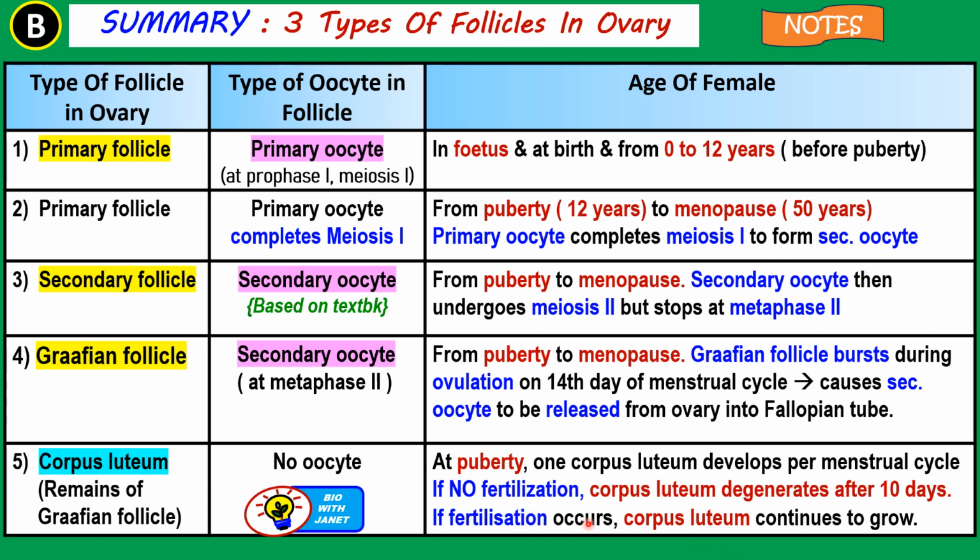But if fertilization occurs in the fallopian tube where the sperm fuses with the ovum, the nucleus of the sperm fuses with the nucleus of the ovum, then the corpus luteum will continue to grow due to stimulation by certain hormones. It will grow and it will continue to secrete progesterone, all right, for the pregnancy phase.